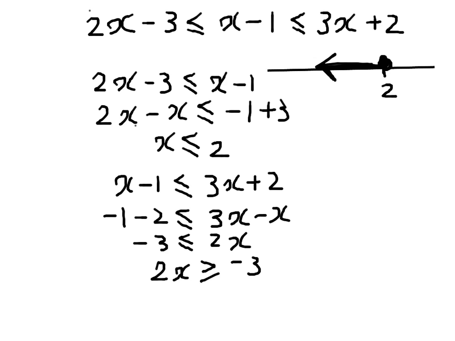And I want just x, so divide both sides by 2, and you'll have x is greater than or equal to minus 3 over 2. Now I'm going back to my number line here and mark minus 3 over 2 on the line, and my x, the solution, would be equal to minus 3 over 2 or greater. So all this in between 2 and minus 3 over 2 would be my solution. So my final answer would be.